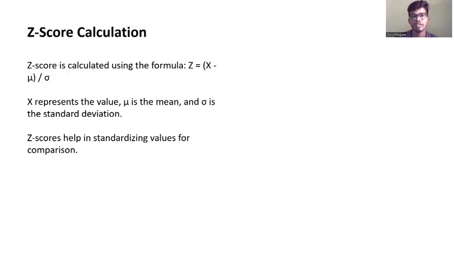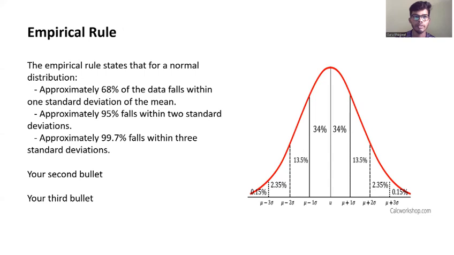Next, the z-score calculation can be done with the help of a formula. The z-score is calculated using the formula z equals x minus mu divided by sigma. Here, x represents the data or the value which is given, mu is the mean, and sigma is the standard deviation. Z-scores help in standardizing the values for comparison. The z-score is very important in the normal distribution.